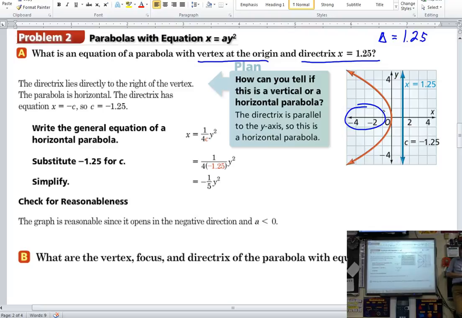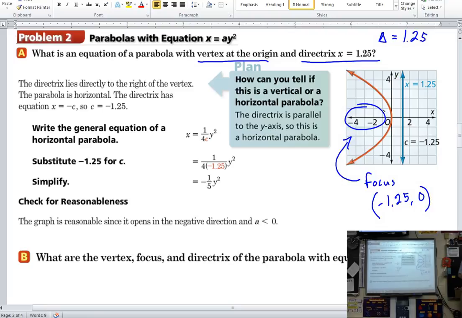Finding the focus is not that hard. It asks me to find the equation. So if I wanted to find the focus, I would just go 1.25 that direction. And my focus, we could say, is at negative 1.25, 0. Because it's a horizontal parabola, these switch places, because I have to go to an x and then a y of 0.